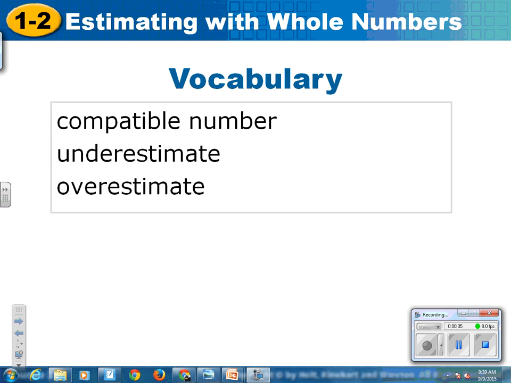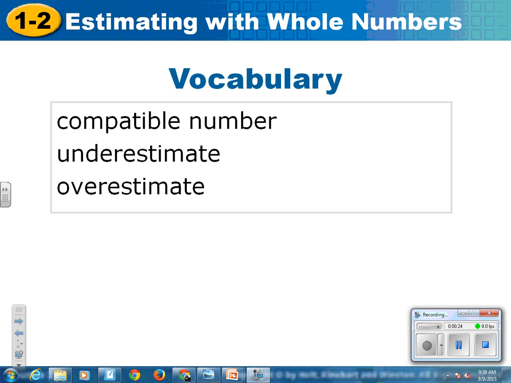We're going to work with estimating. Notice I said estimating and I didn't say rounding. Rounding is part of estimating. Estimating numbers, there's many different ways to estimate numbers. Rounding is just one of them. Today we're going to talk about rounding.